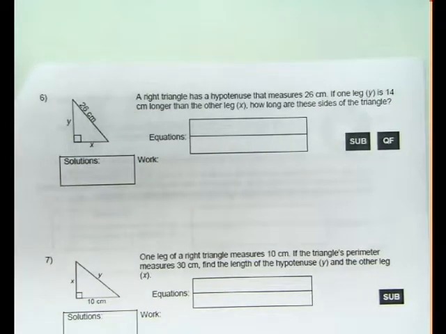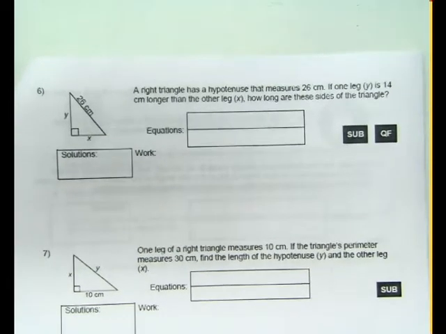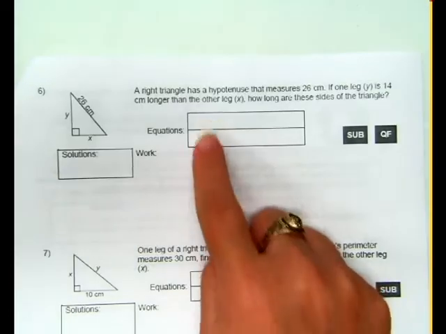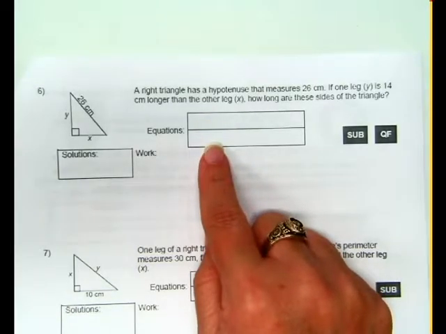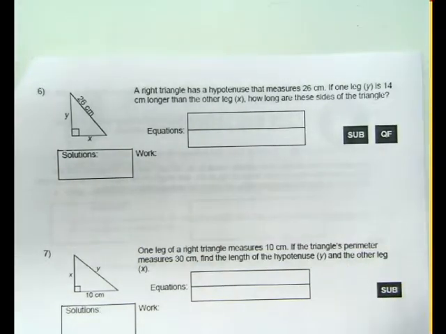A right triangle has a hypotenuse that measures 26 centimeters. If one leg, y, is 14 centimeters longer than the other leg, x, how long are these sides of the triangle? Now, you're lucky because it tells you exactly how many equations you need. You don't have to guess. But then again, if we have 2 variables, how many equations do we need? 2, right? 2 equations to solve 2 variable systems.